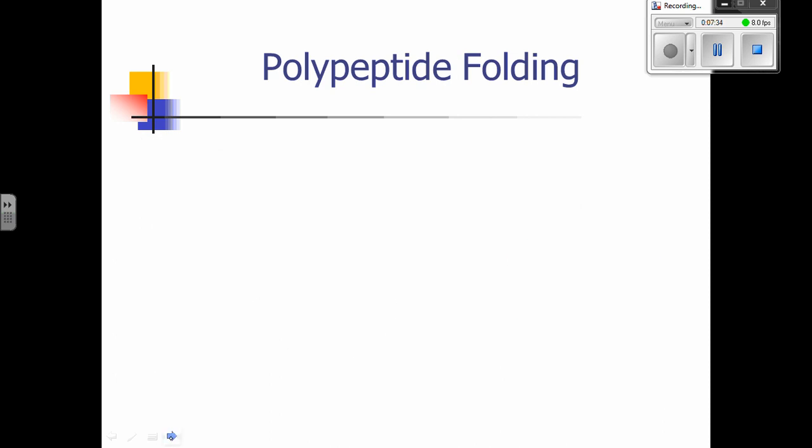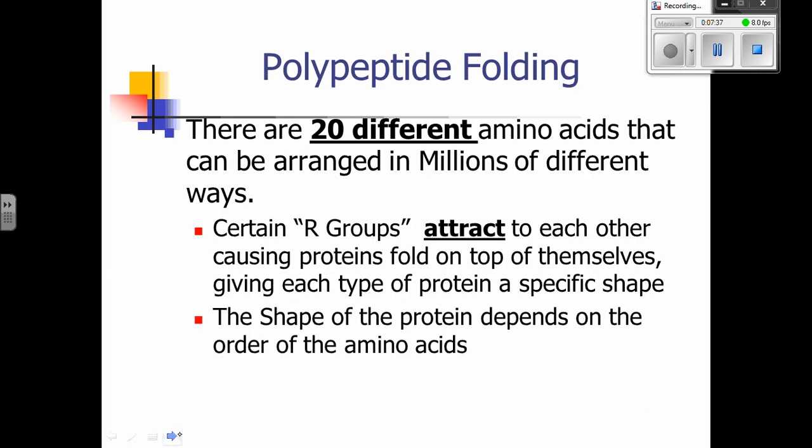So when we talk about polypeptide folding, there are 20 different amino acids that can be arranged in millions and millions of different ways. Certain R groups on those 20 different amino acids are going to attract to other R groups. This attraction, combined with the different numbers of amino acids in each protein, causes the protein to fold on top of itself, giving each protein a very specific shape.